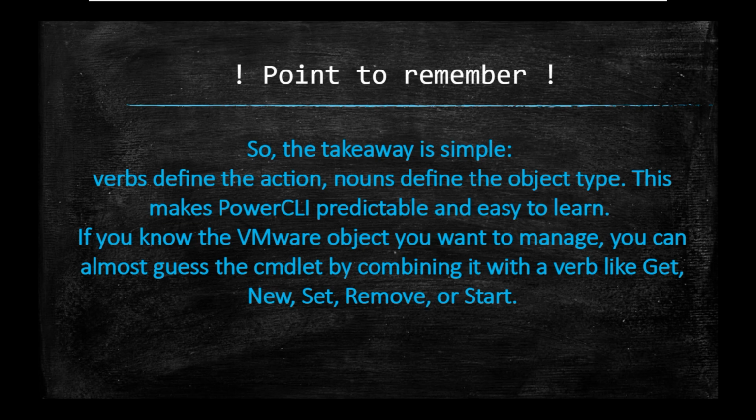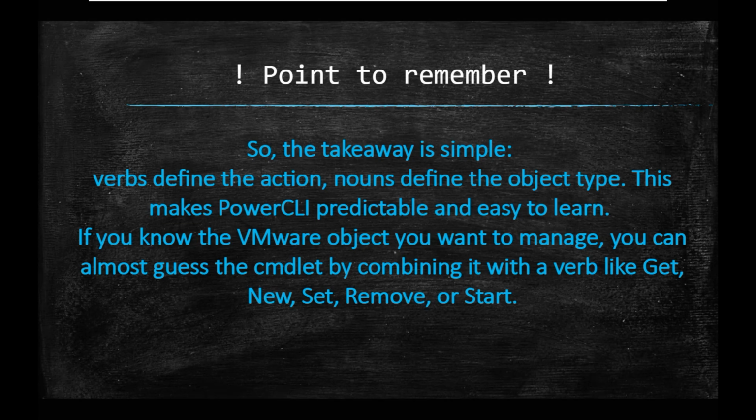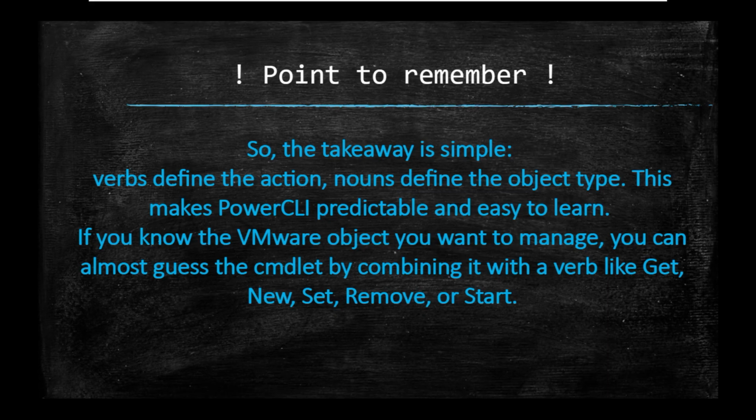So the takeaway from this is that this pattern makes commands predictable. The verb tells you the action and the noun tells you the object type. Once you understand this, you can guess what most cmdlets do without memorizing them.